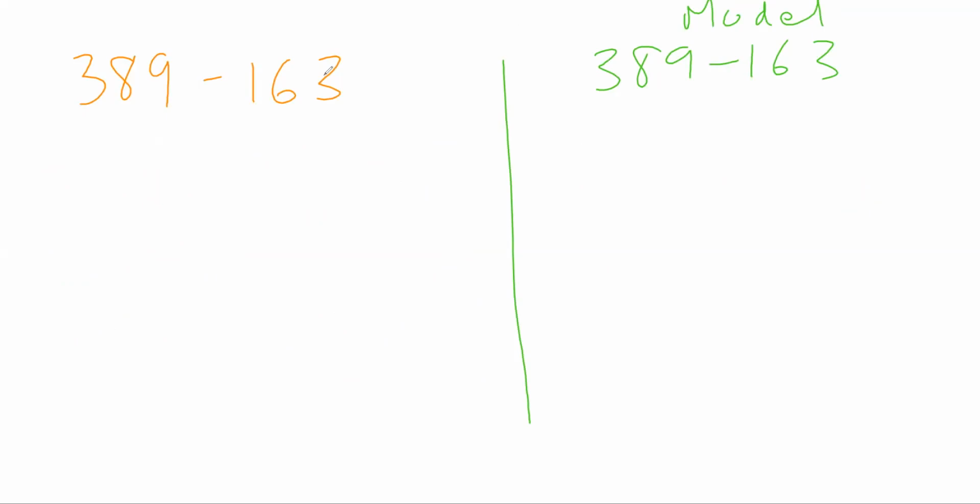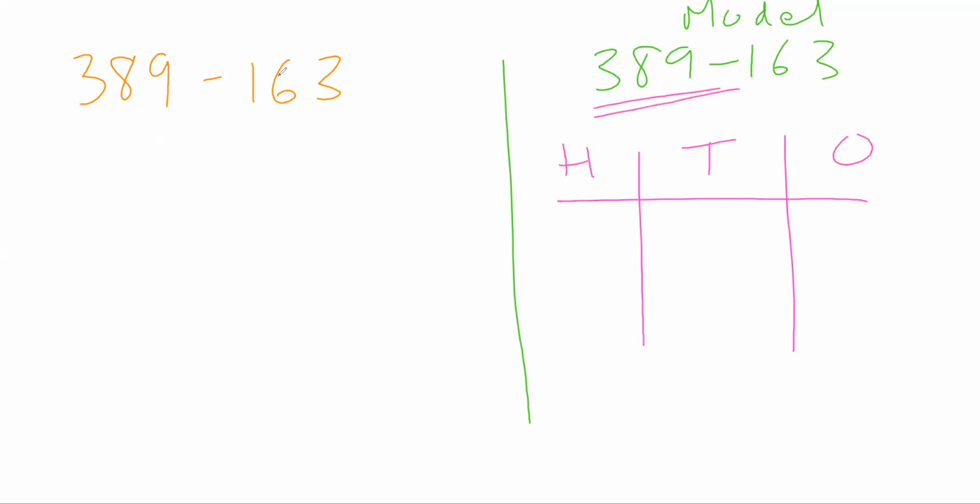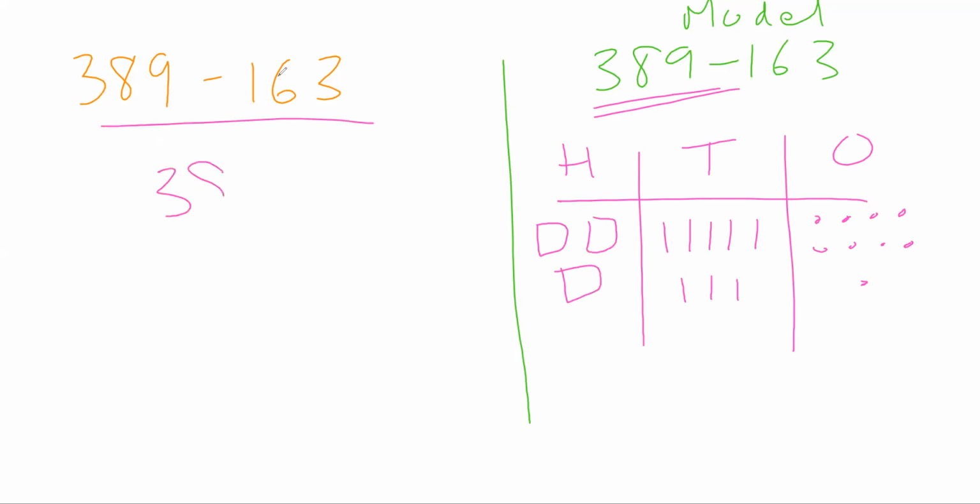So first things first, if we were going to model, again with subtraction, I have my hundreds, my tens, and my ones, and we only model the largest number. So 1, 2, 3, 4, 5, 6, 7, 8, 9. 1, 2, 3, 4, 5, 6, 7, 8, and 1, 2, 3. Okay, so we'll stop there. We'll come over here for an algorithm. We'll set up our problem.